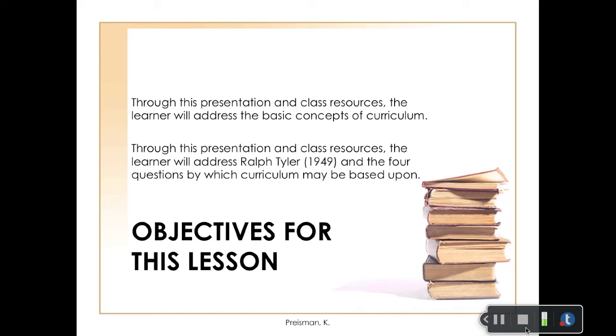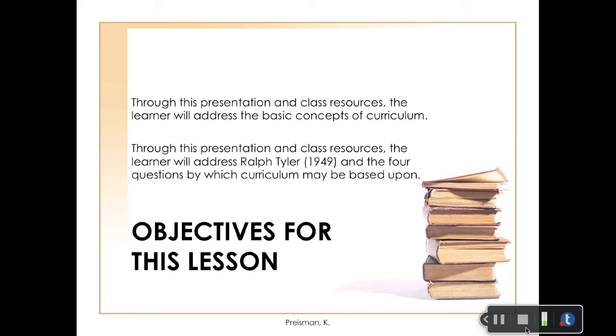Now, when we talk about the basics of curriculum, we are going to be going way back. I have this little book written by Ralph Tyler in 1949, and he addresses 4 basic questions about curriculum. I love this little book because it transcends time. Even though he wrote it in 1949, these 4 questions are still things that you should think about in your future as you create, write, and evaluate curriculum.